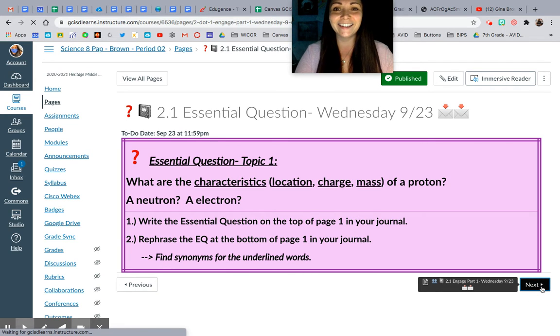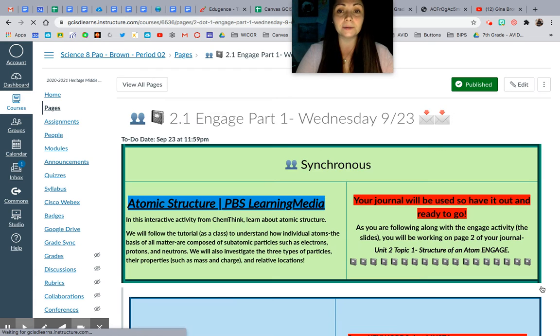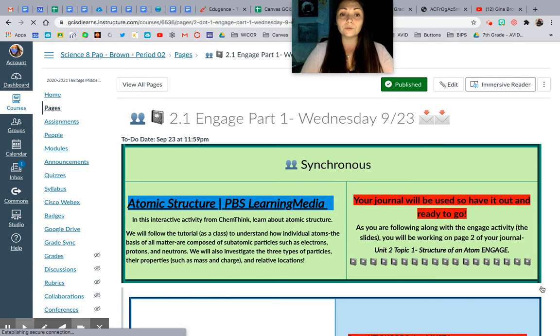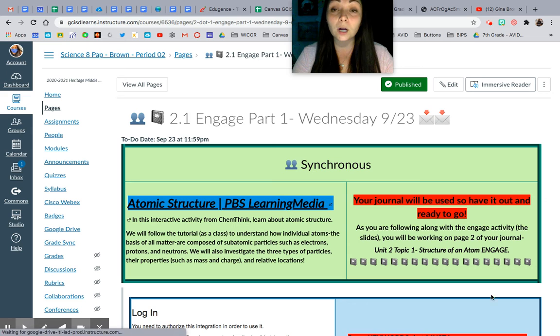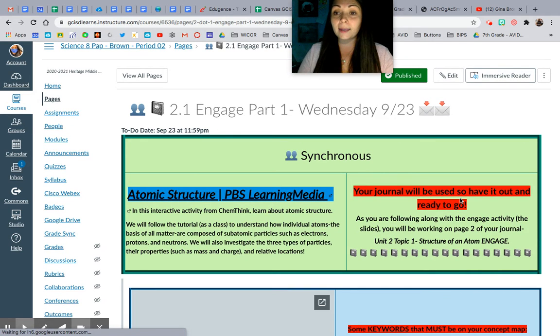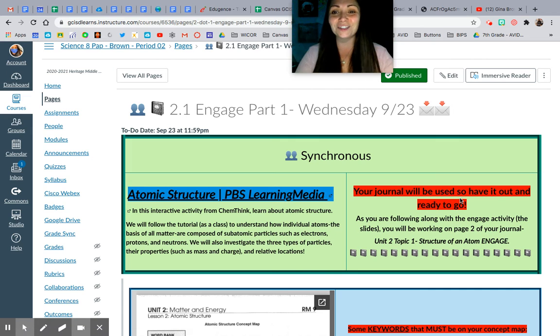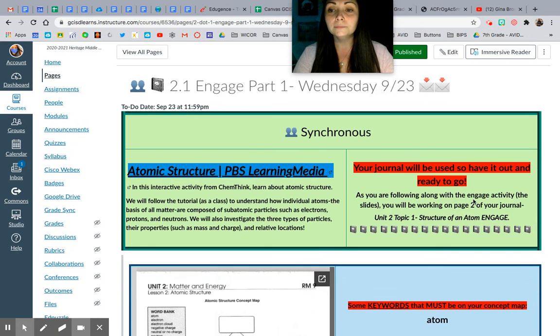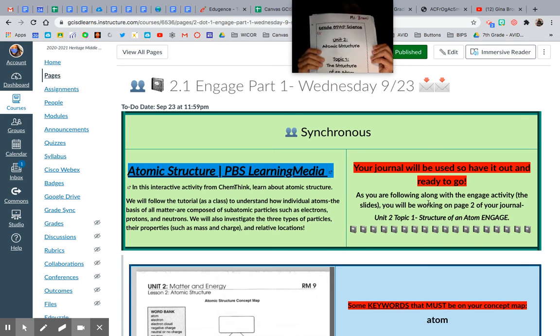Awesome. So then moving on to the next part. So what we did was y'all went through this atomic structure PBS learning interactive site. I love this site, such a nerd, but it is perfect. And it really walks you through and kind of introduces you to atoms, atomic structure. And then you need to follow along in Canvas. So it says your journal will be used, and you're going to work on page 2 of your journal. So we did page 1.